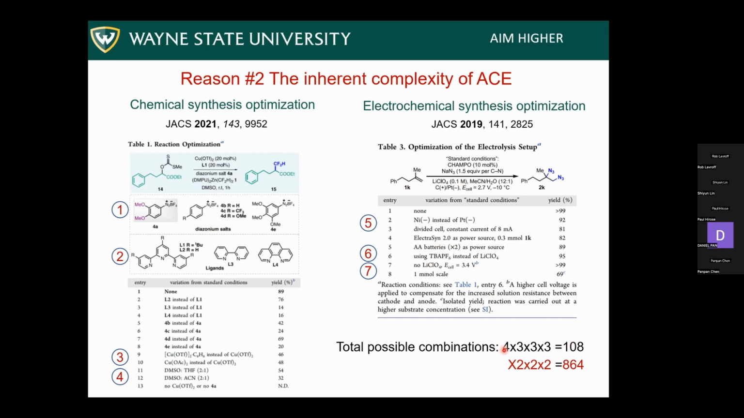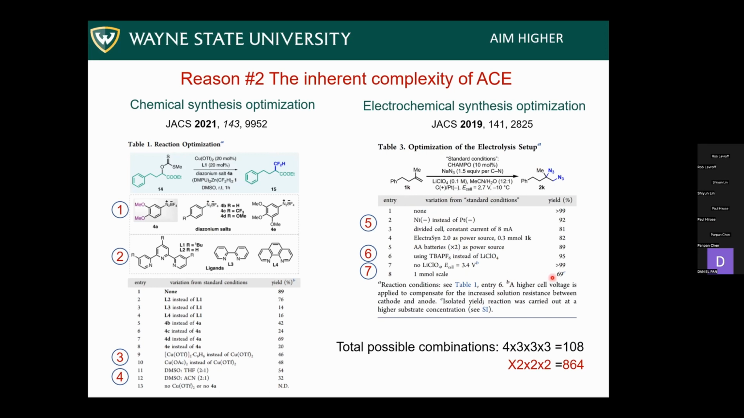So if we consider each of the electrode materials, electrolytes, and voltage, and we each have just 2, it ends up with 8 times more combinations. The total combination will come to 864 combinations. And this is just a routine constant voltage electrolysis reaction.